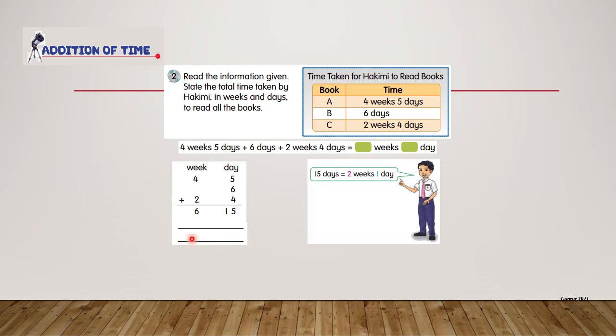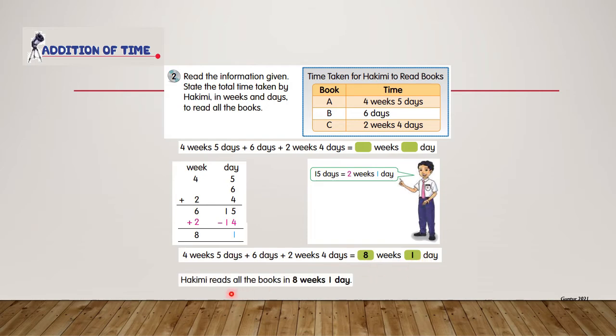So we minus by 14 because 2 weeks equal to 14 days, and add with 2 under the weeks. Okay, we finish the solution here. 50 minus by 14 got 1. 6 plus 2 become 8. Okay, 4 weeks 5 days plus 6 days plus with 2 weeks 4 days equals to 8 weeks 1 day. Okay, so the conclusion is Hakimi reads all the books in 8 weeks 1 day.